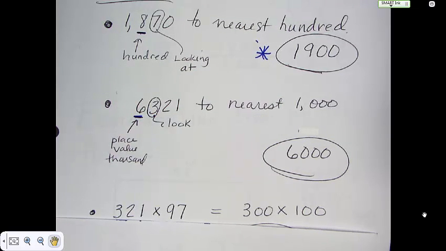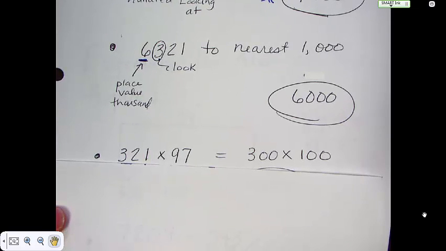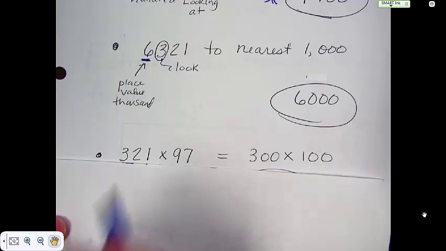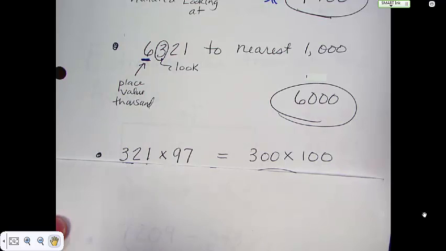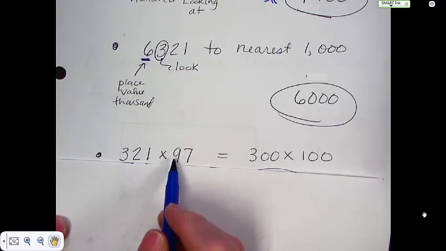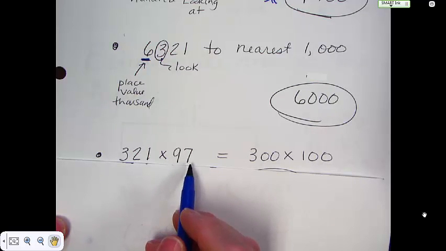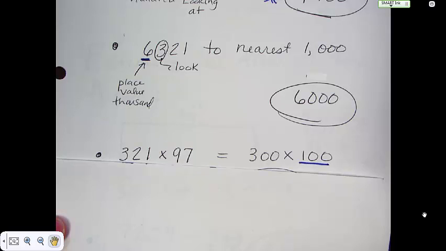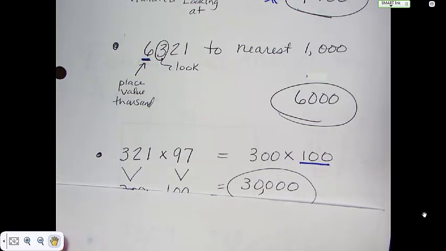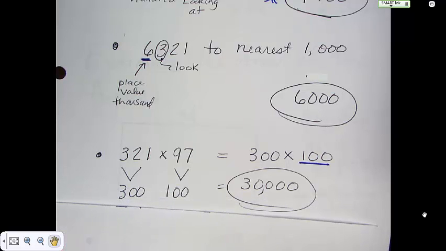Okay, now we're going to do a multiplication problem. 321 times 97. Is 321 closer to 300 or is it closer to 400? Yep, it's closer to 300. Is 97 closer to nothing or is it closer to 100? In this case, of course, it went to 100. And you ended up with 300 times 100. 3 times 1 is 3. You got 4 zeros. So you end up with 30,000.